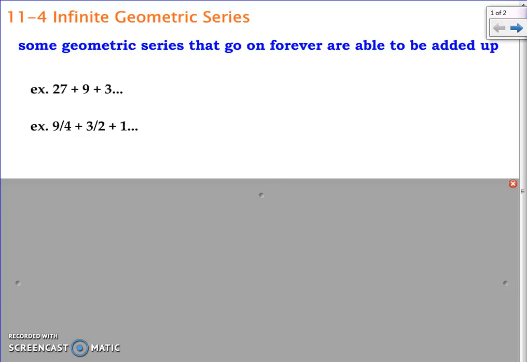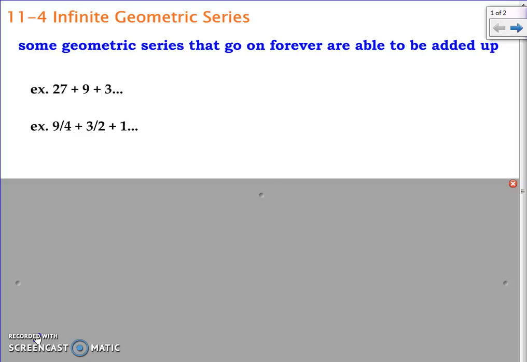Okay, so looking at these right here, we've got a pattern. We've got 27, and then 9, and then 3. So what's the pattern happening here? You're dividing by 3 or multiplying by 1/3 each time, right? Okay. So we can add this one up.